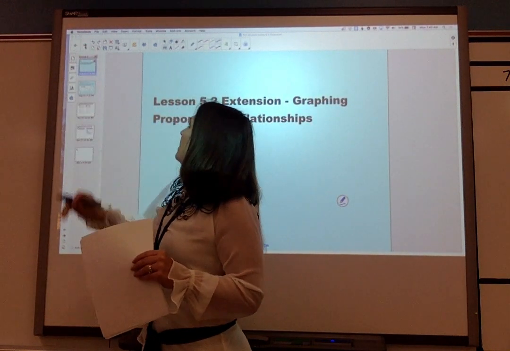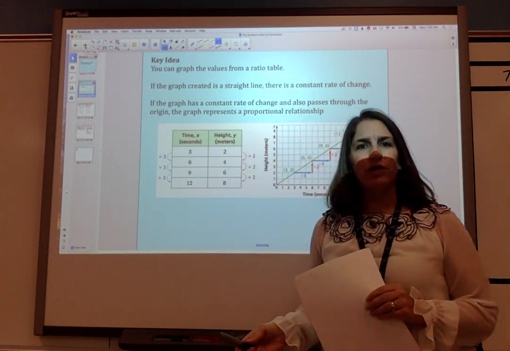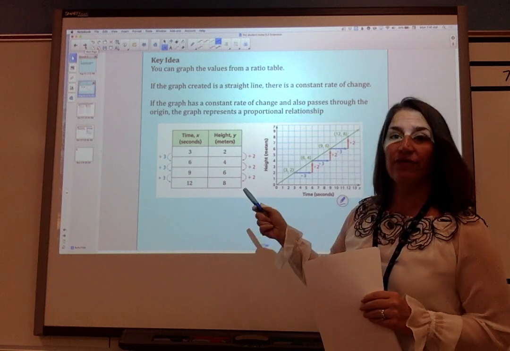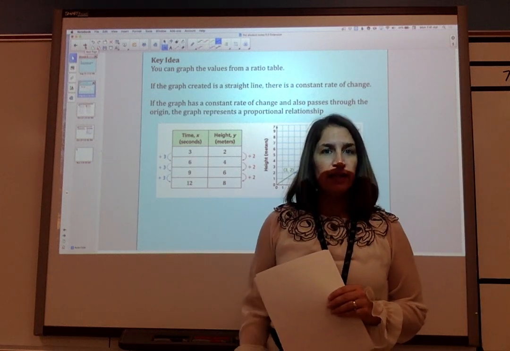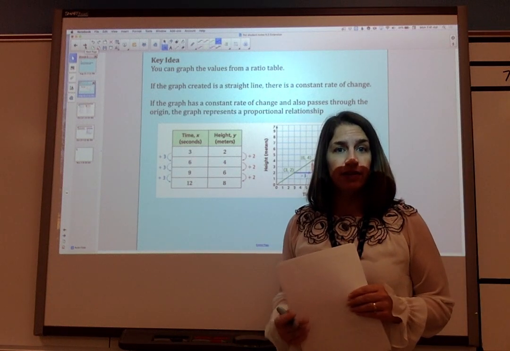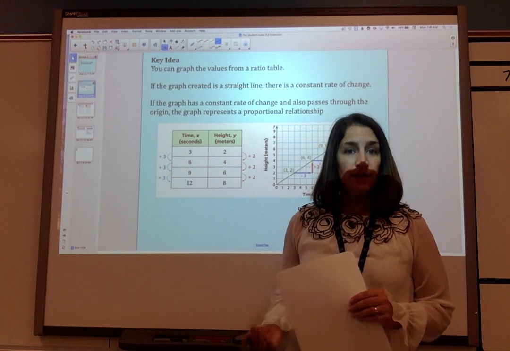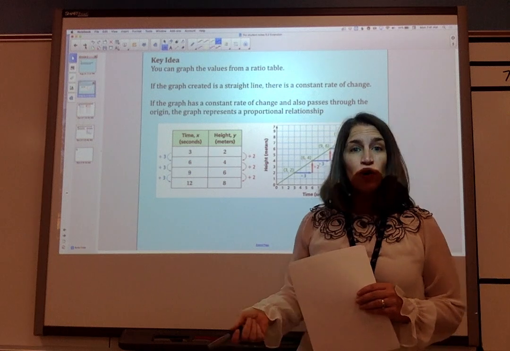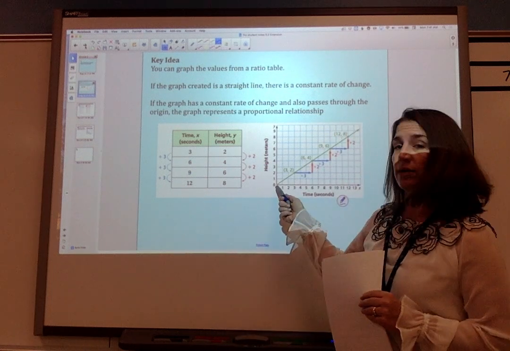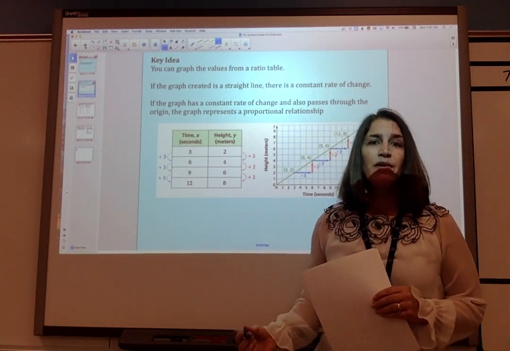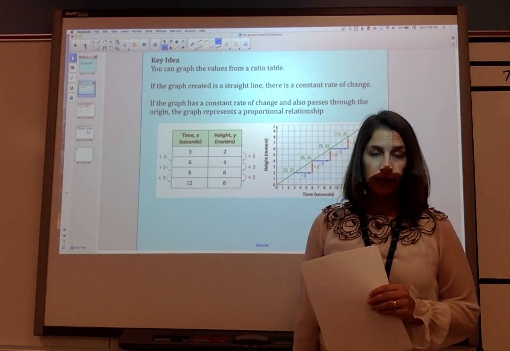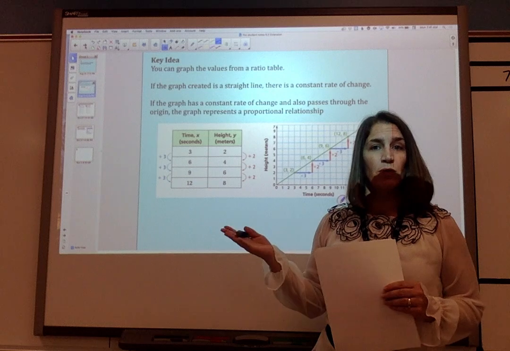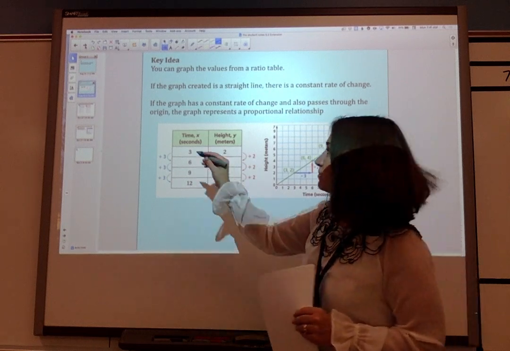Let's start with a few key ideas. We know that you can graph the values from a ratio table into a line graph. If the graph created is a straight line, that means that there's a constant rate of change. If the graph has a constant rate of change, it's a straight line, and also passes through the origin, the point 0, 0, then the graph represents a proportional relationship. So we can tell by looking at a graph whether it represents a proportion.